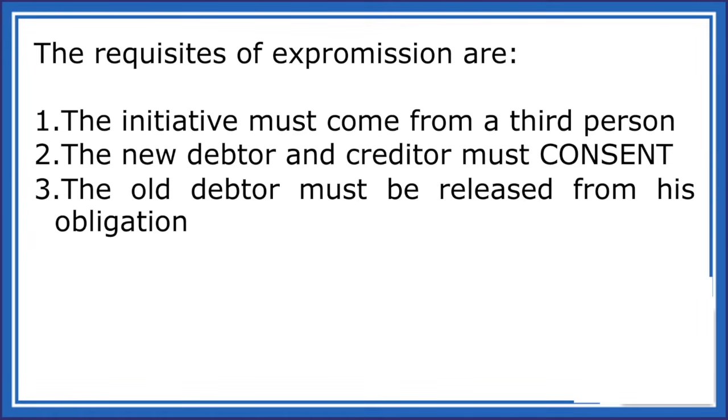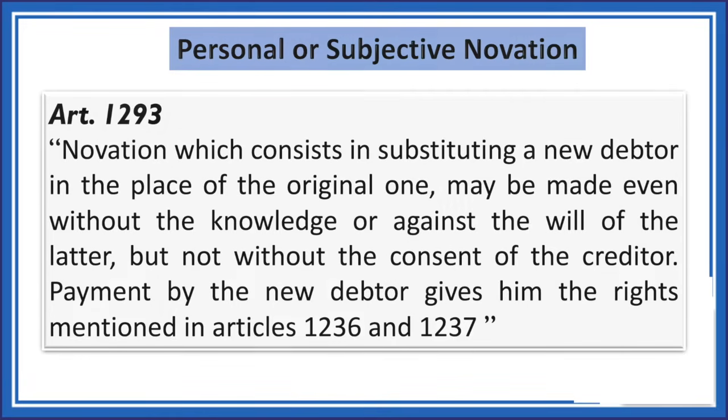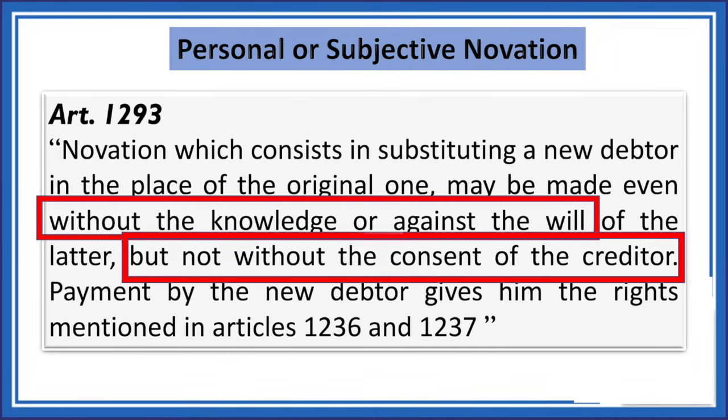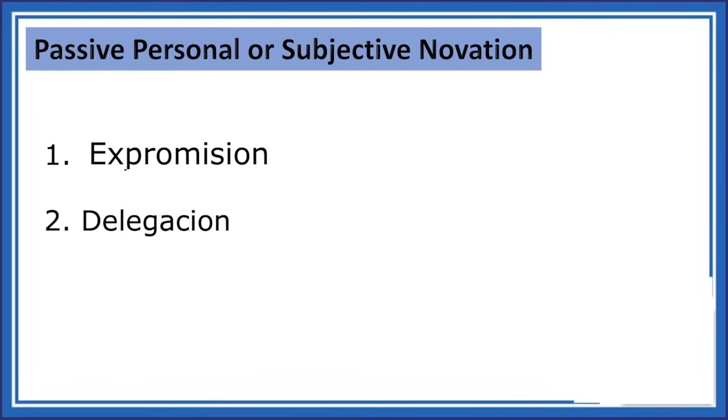And note din pala under Article 1293, yung old or original debtor, tandaan nyo, hindi niya kailangan ng consent, di ba? Nakita niyo sa example, hindi nagbigay ng consent si Pogi, pero nagkaroon ng novation. Kasi yung sinasabi lang naman ni Article 1293 ay may be made even without the knowledge or against the will of the latter, but not without the consent of the creditor. So ang importante is yung consent ni Ganda sa example natin. Consent ni creditor, hindi kailangan ng debtor, kahit against the will pa niya. Now, bago natin i-discuss yung last sentence ni Article 1293, compare muna natin expromission from delegation.